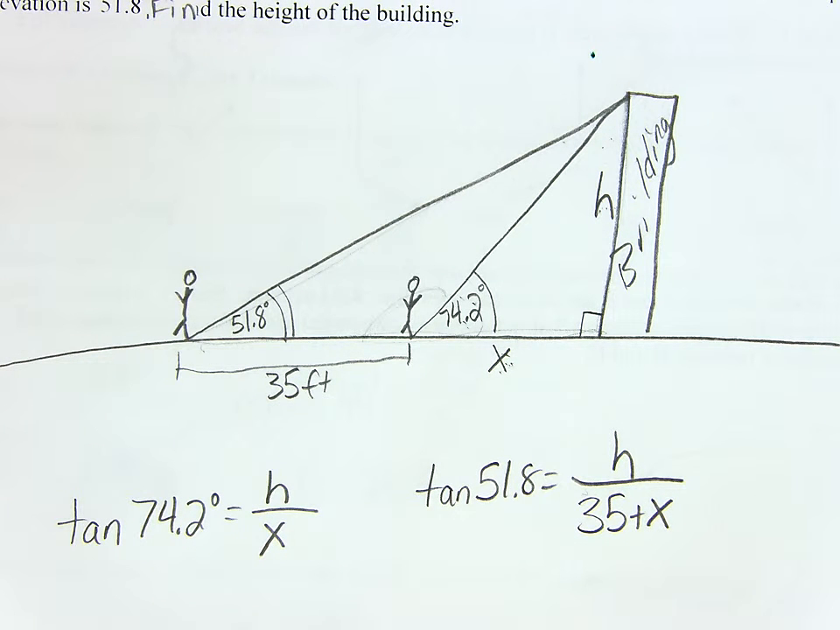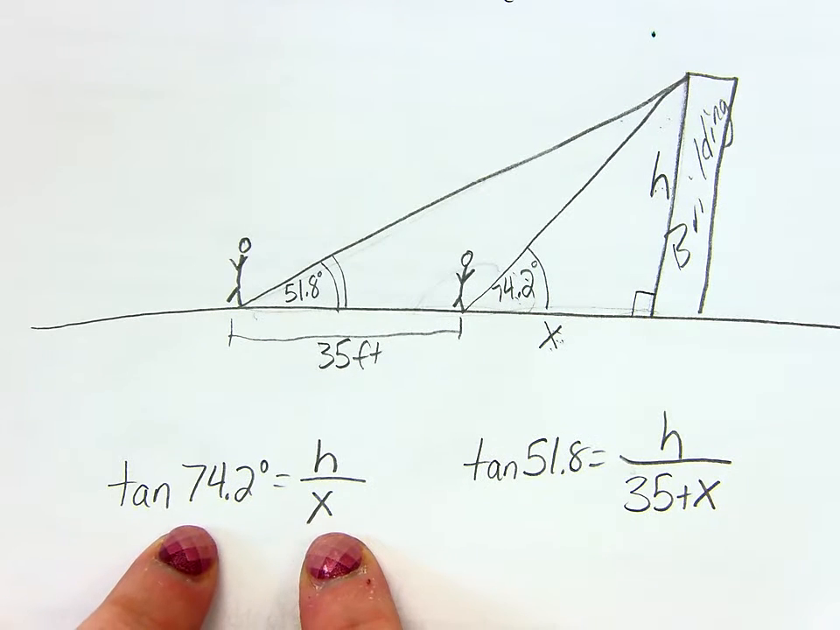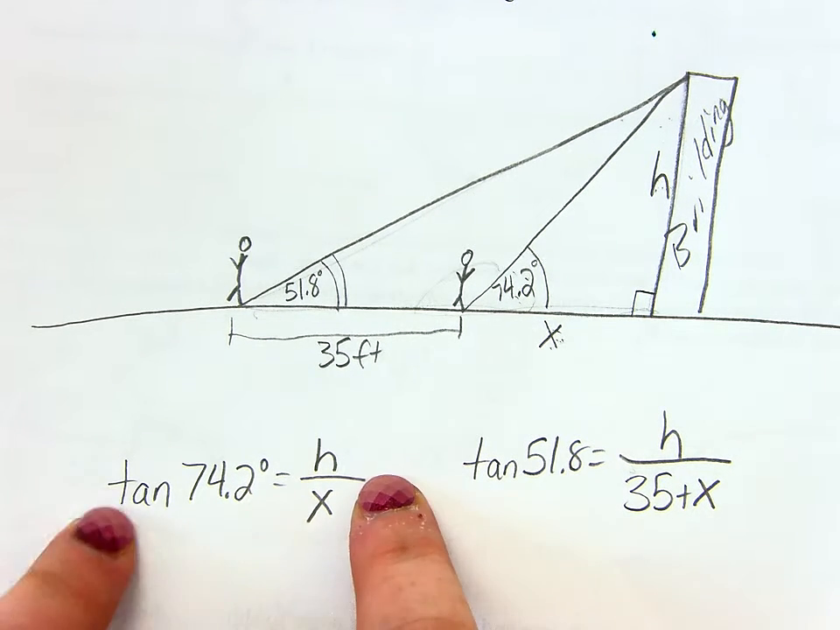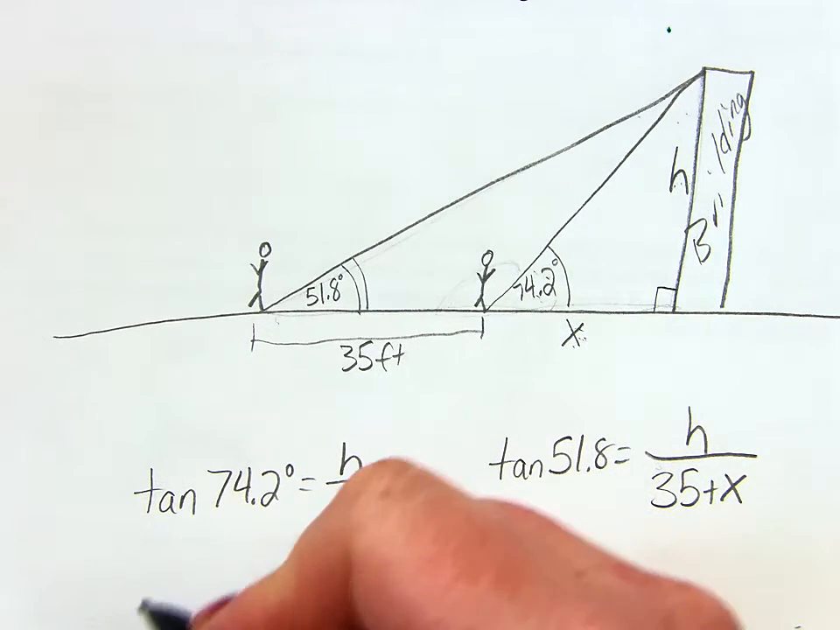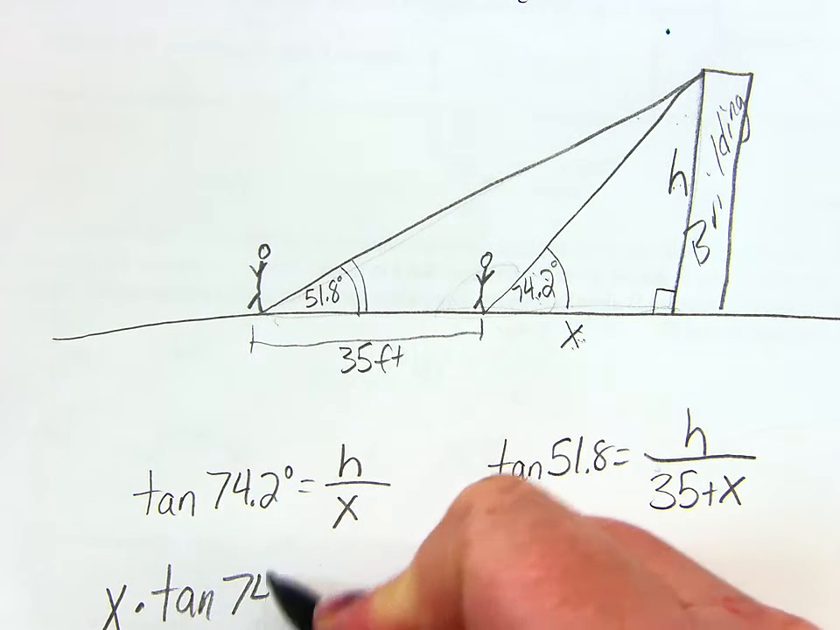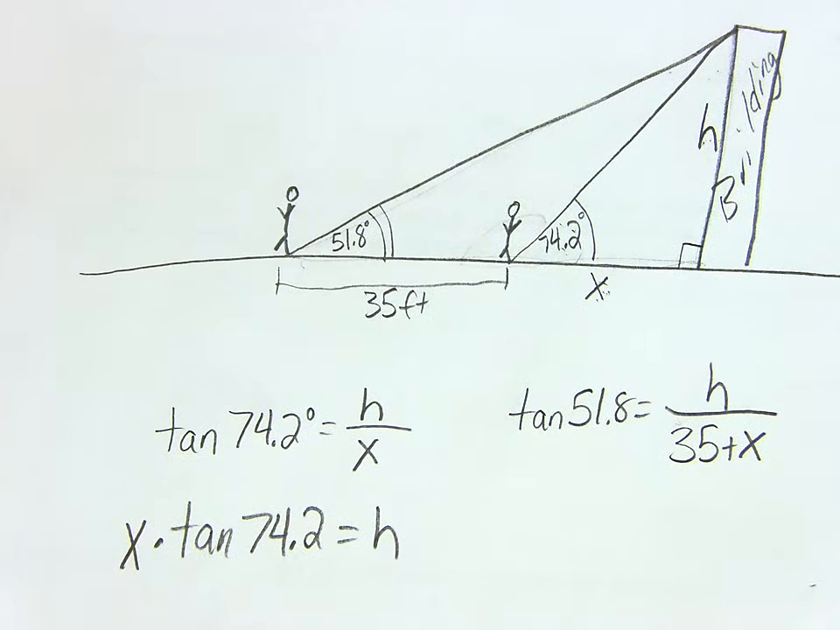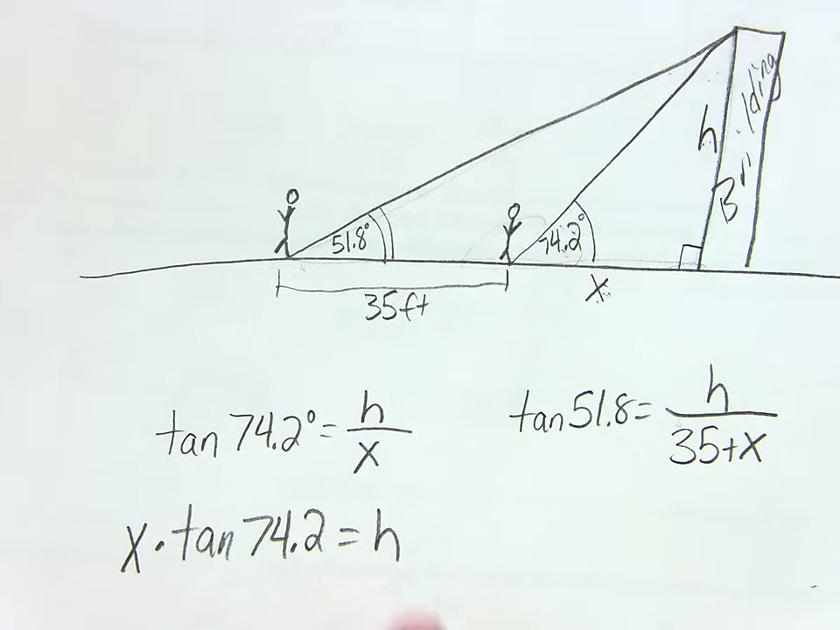So all you have to do is get one variable alone. Well, it looks pretty easy to get one of these variables alone. I'd probably say it's pretty easy to isolate h. Yeah, I'd get h by itself. To get h by itself in this one, what would I do? Multiply both sides by x, right? So x times the tangent of 74.2 equals h, right? All I did was multiply both sides by x, and now I have h all by itself.